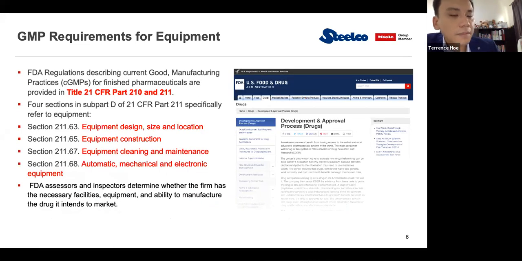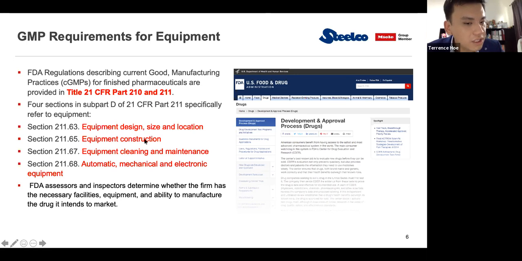So to talk about the equipment for the GMP facility in the pharmaceutical industry, the FDA regulation describing the CGMP for finished pharmaceuticals is provided in Title 21 CFR Parts 210 and 211. The 21 CFR Part 11 refers to the software. There are four sections in subpart D of 21 CFR Part 211. It talks about equipment design, size, and location. The location is also very important, whether it is the correct location to put the washer or the autoclave or sterilizer.